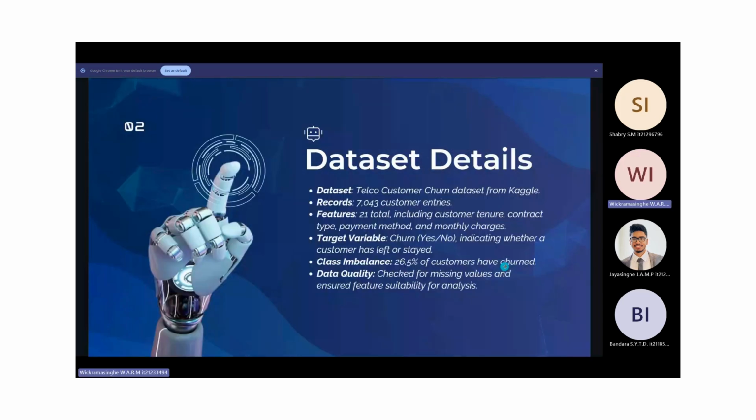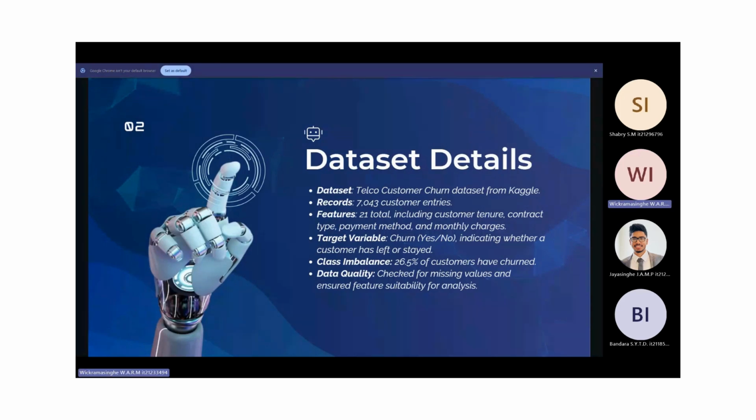For this, we use the Telco customer churn dataset from Kaggle, which includes 7,043 customer records and 25 features. Key features include customer tenure, contract type, payment method, and monthly charges. The target variable is churn, indicating whether a customer has left the service or stayed.